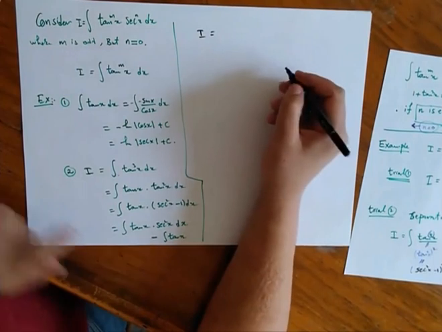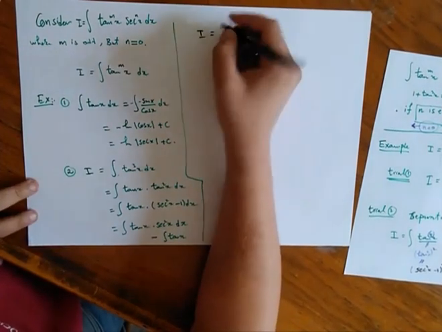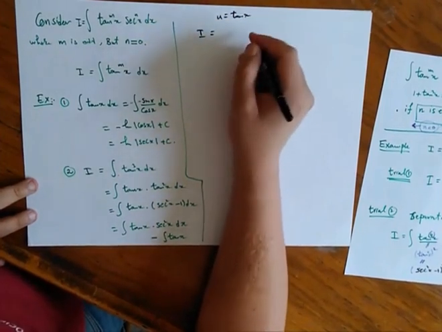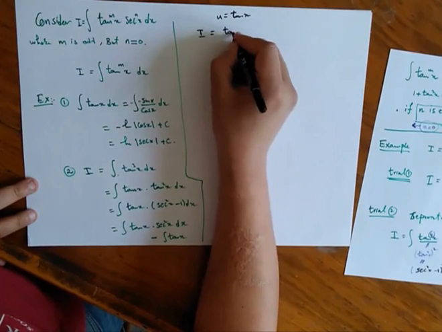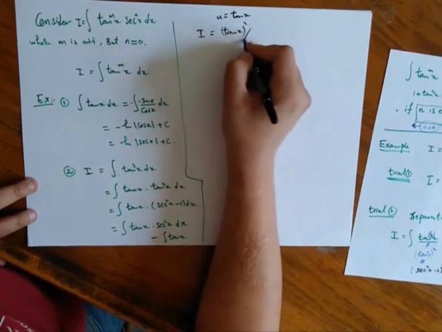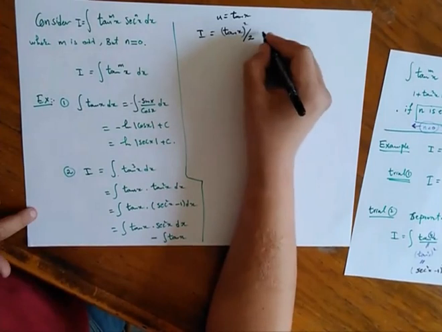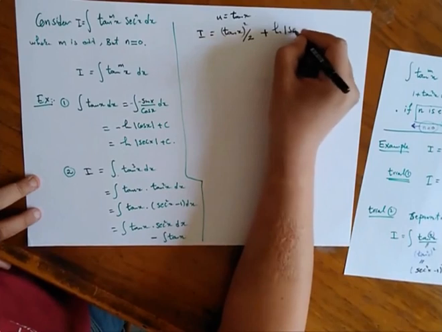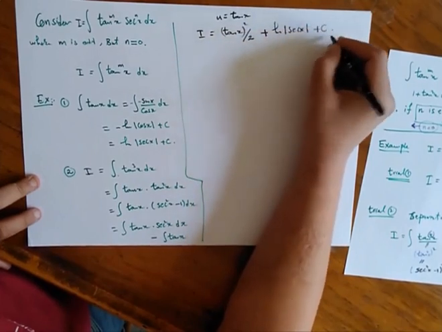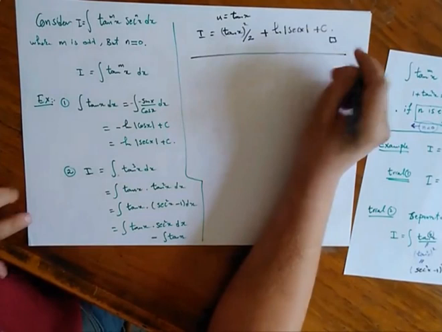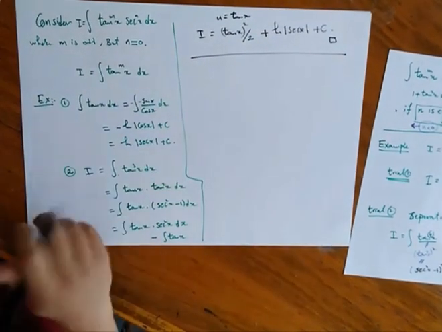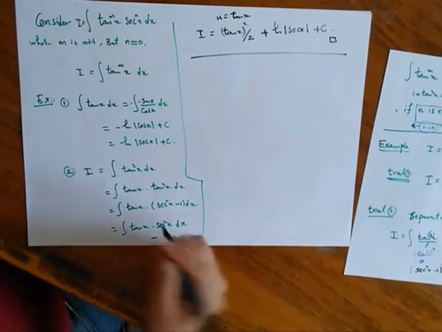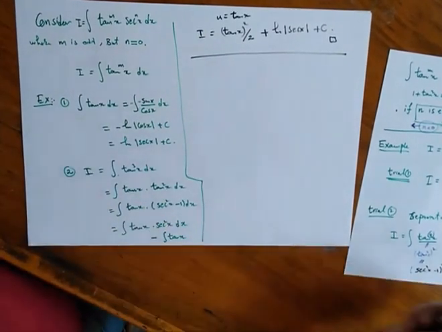The first part easily will be, if you use the substitution u equals tan x, so I is going to be tan x squared over 2. So this is the first integral, and the second one is going to be, as we have seen, ln the absolute value of sec x plus constant, and in this way it's done. Okay, so these two examples were a missing case in the last part.